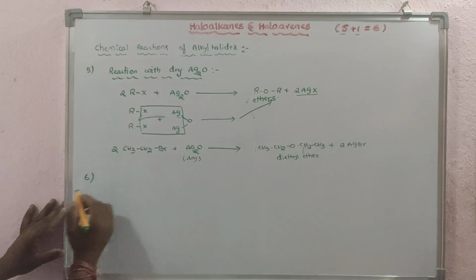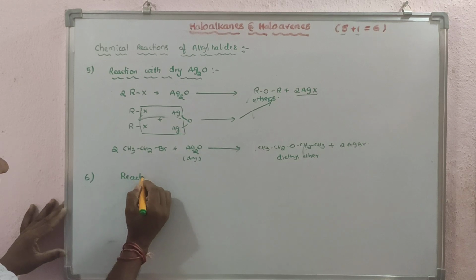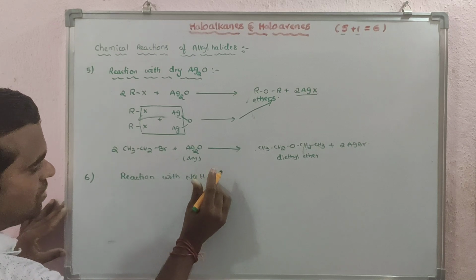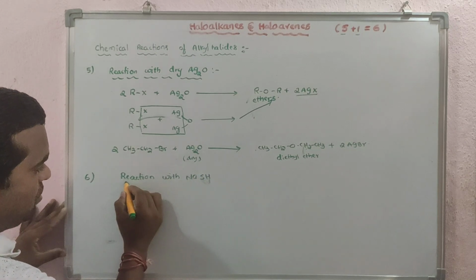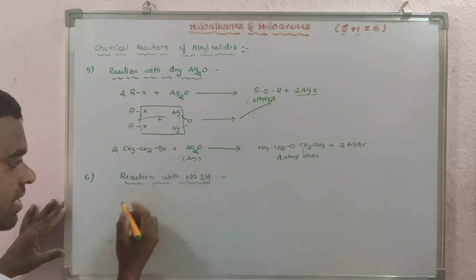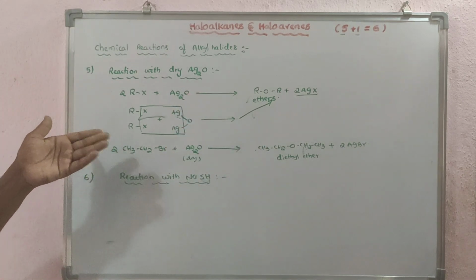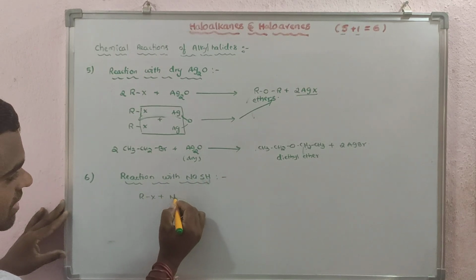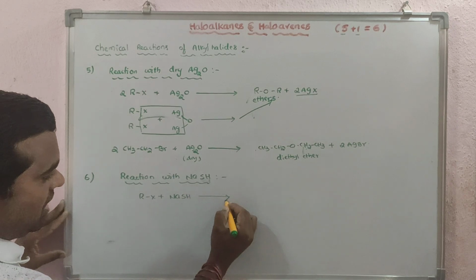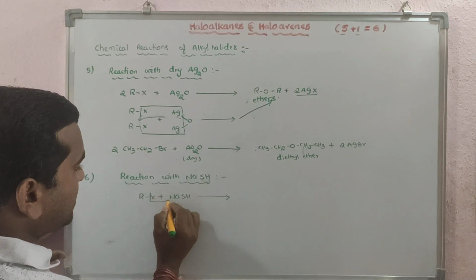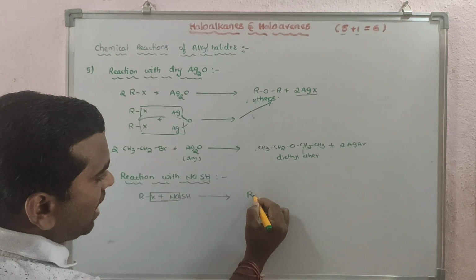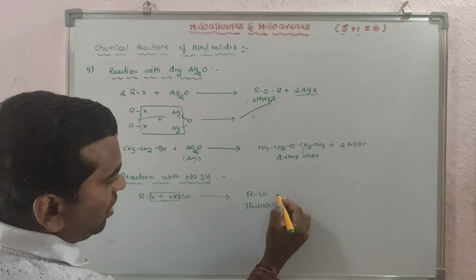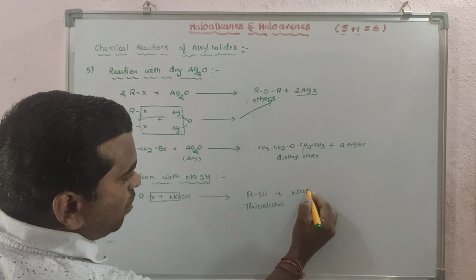And last, here another one. Reaction with sodium hydrogen sulfide. Clear? Next one, reaction with NaSH. So RX plus NaSH. Then what compound will you get here? You will get the compound, remove just the NaX, and add RSH. What will we call it? Thioalcohols, plus NaX.